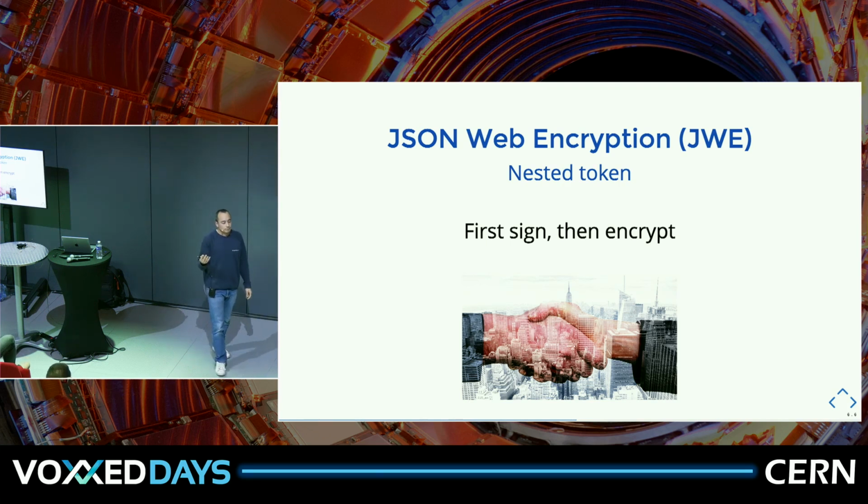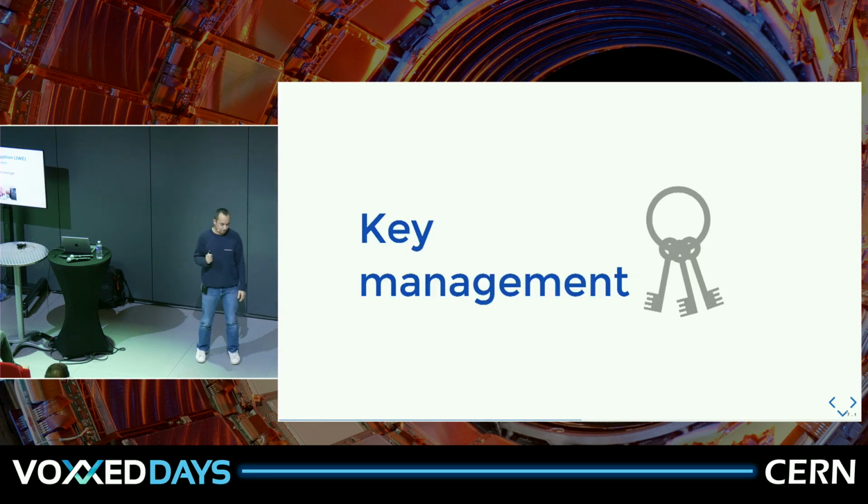The most common way to use a nested token is: first you sign a token, you put it in another token, and you encrypt this token. This is the normal way of doing that. Technically, you can do kind of everything, but this is the basic way.